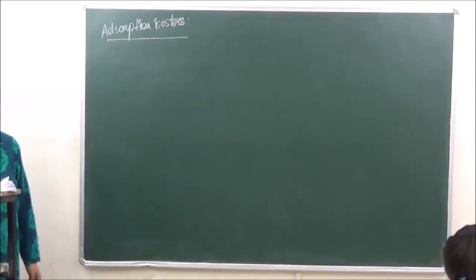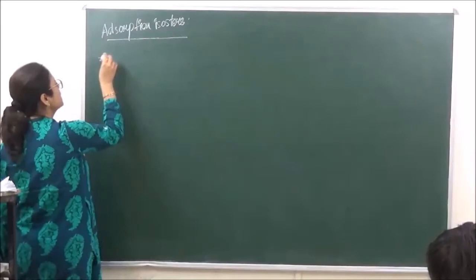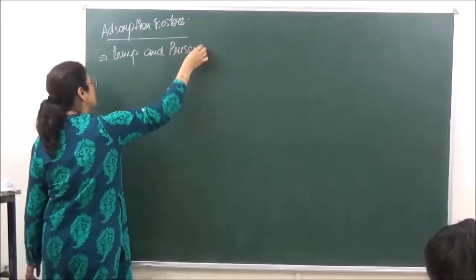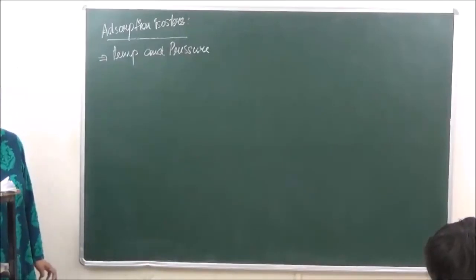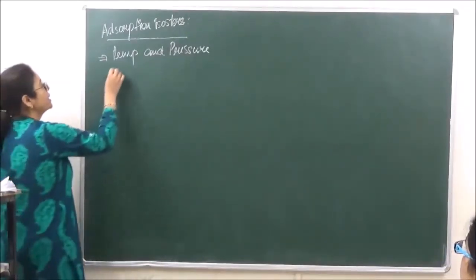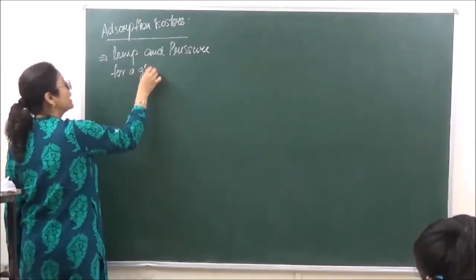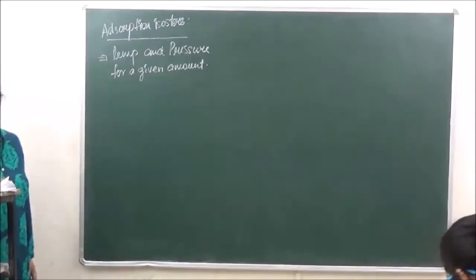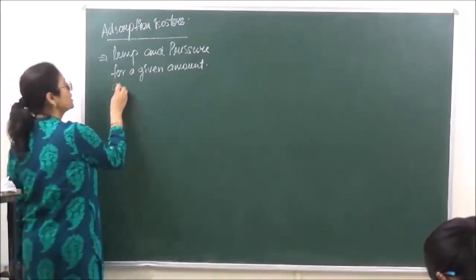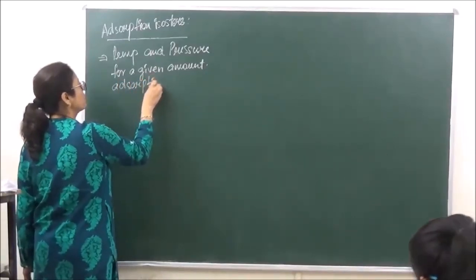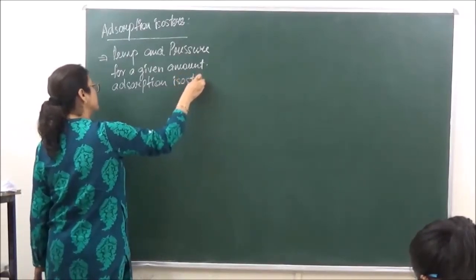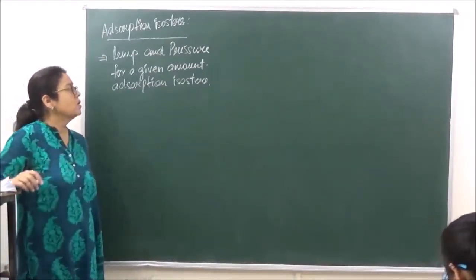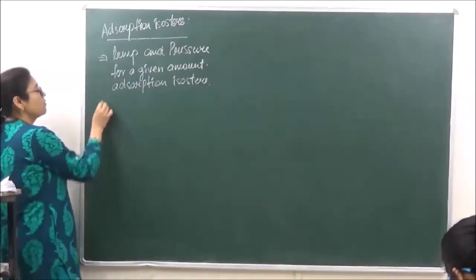Okay? Now, if we are plotting a graph between temperature and pressure for a given amount, that is, we are keeping the amount of the substance or adsorbate constant, then that is known as what? Adsorption isotherm. That is known as adsorption isotherm, right? So we've done what the adsorption process is in quite a detail. Let's go on to the applications of adsorption.